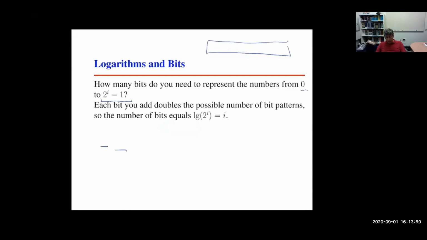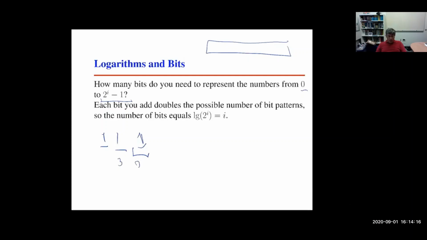What's the biggest number in binary you can represent in 2 bits? Guys out there, what's the biggest number you can represent in binary in 2 bits? Does everybody agree it's 3? What's the biggest number I can represent when I add 1 more bit? That goes from 3 to 7, okay?